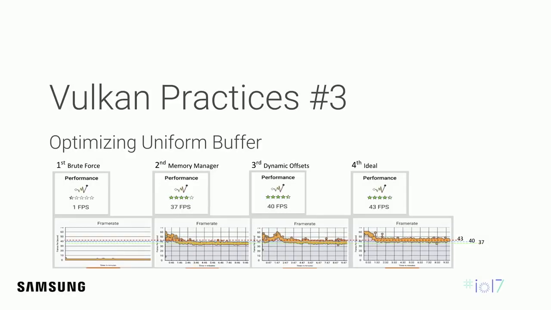Third, uniform. Uniform is one of the critical parts of graphics programming. It has the basic intention of interaction between CPU and GPU, so it can give quite a big impact to performance in many cases. But you can manage the uniform buffer in Vulkan to get better performance. We developed 4 different incremental implementations, from brute force to the ideal dynamic offset way. And you can see the performance differences from 1 frame per second to 43 frames per second.